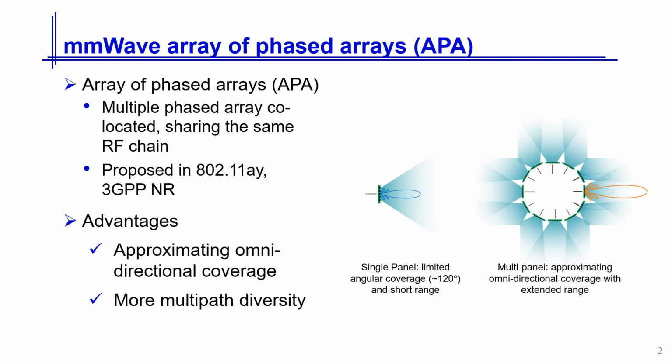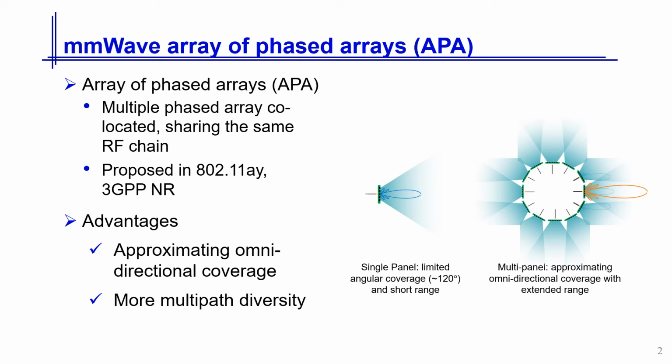To overcome the field of view limitation, an array of phased array structure, or APA, has been proposed and adopted by 802.11ay and the upcoming 5G NR system. In an APA millimeter wave radio, multiple phased arrays are co-located, sharing the same RF chain but facing different angles to jointly cover 360 degrees in azimuth or elevation.